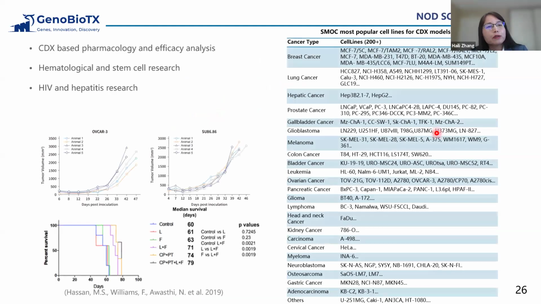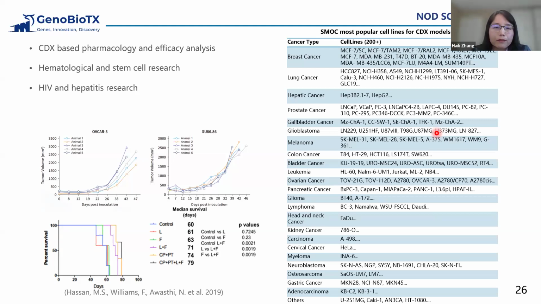This model can also be used for CDX models and the related pharmacology and efficacy study, hematological and stem cell research, HIV and hepatitis research.